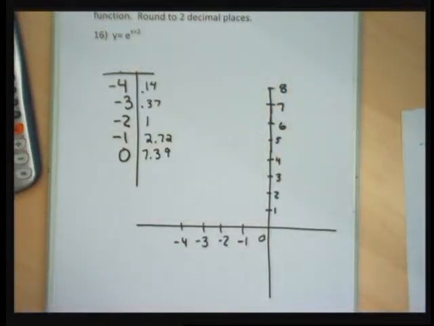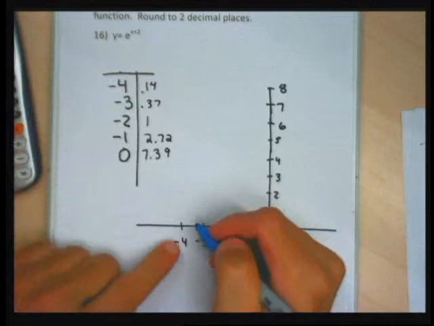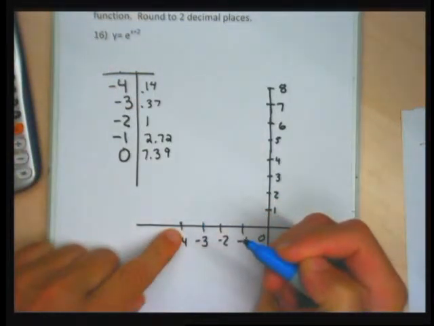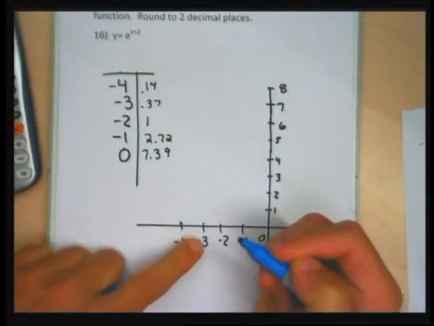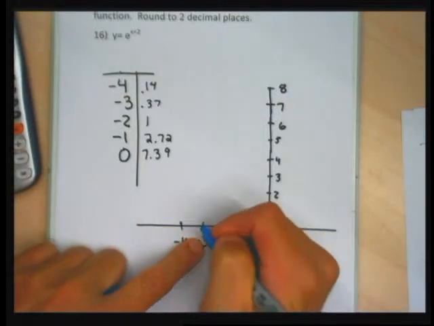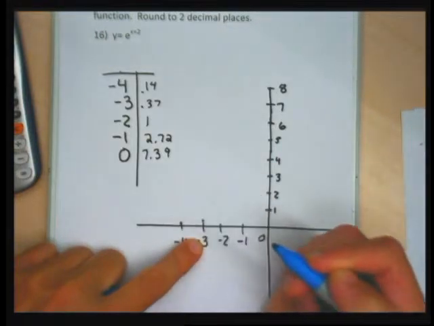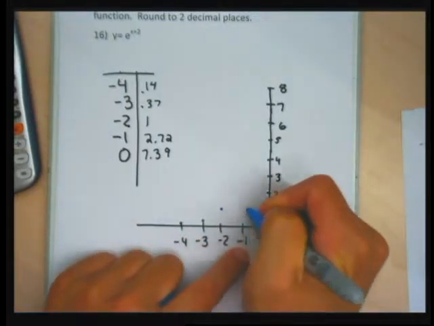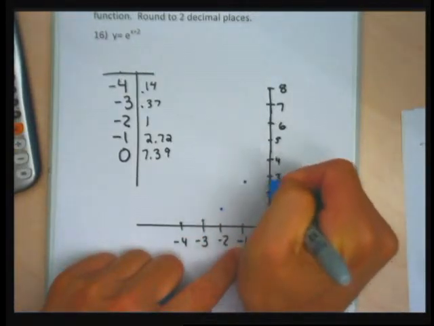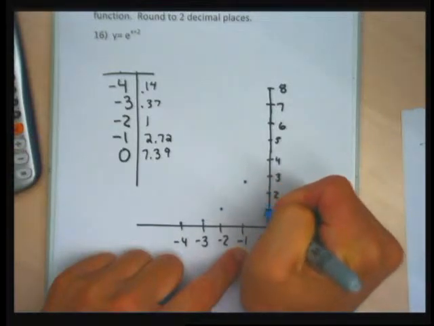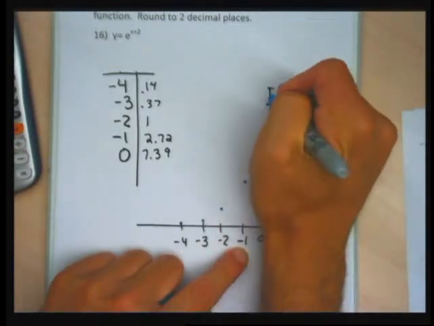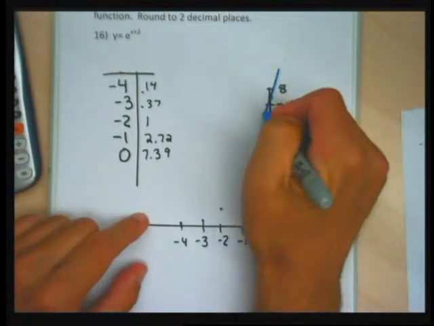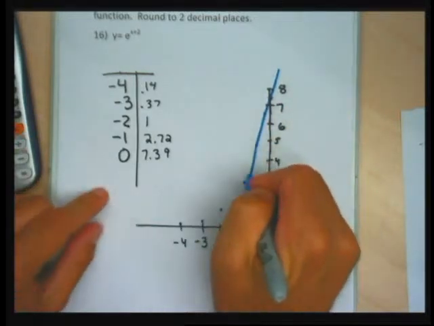So -4, 0.14, because the 0.14 is positive, I find -4 on the x-axis, and I have to go up because it's a positive, but it's a small number, so it's really close to the x-axis. Next one, -3, 0.37, I go to -3 and then up about a third of the way between 0 and 1. -2 and 1. -1, 2.72, somewhere between the 2 and the 3, but closer to 3. And then 0, 7.39. 7.39 is between the 7 and the 8, a little bit closer to the 7. And the shape is the same.